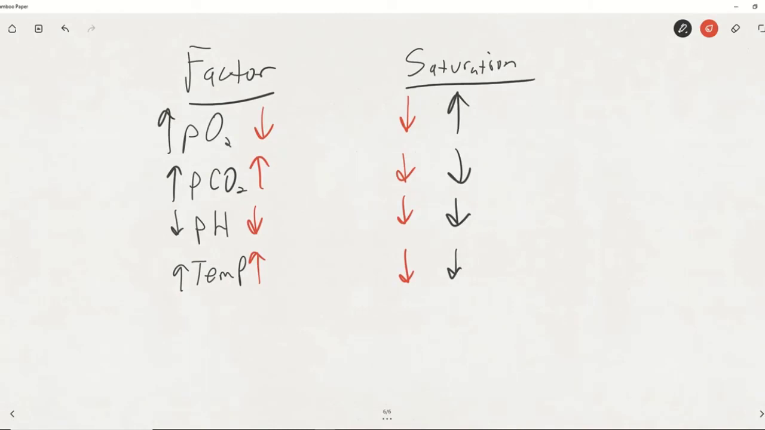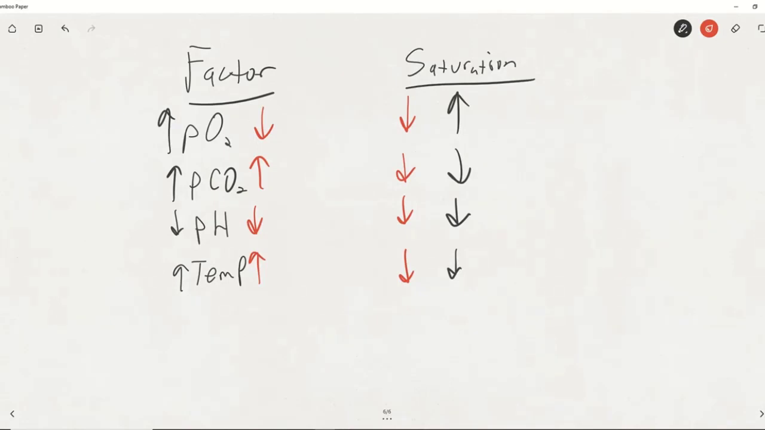And at first, this might not make sense. Why would we want low saturation where the body needs it the most? This leg muscle really needs some oxygen. Why would we want low saturation? Well, that's exactly what we want. Because if saturation is high, it means that hemoglobin is holding on to the oxygen. We don't want that. We want that oxygen to fall off of the hemoglobin so that it can diffuse into the muscle tissue so that it can be used.